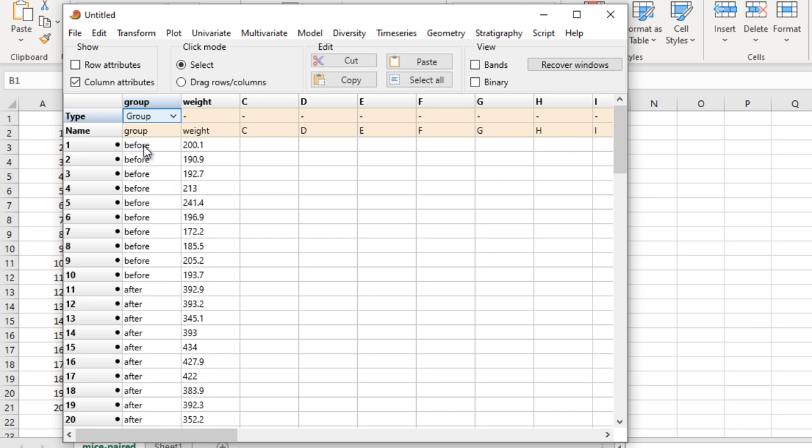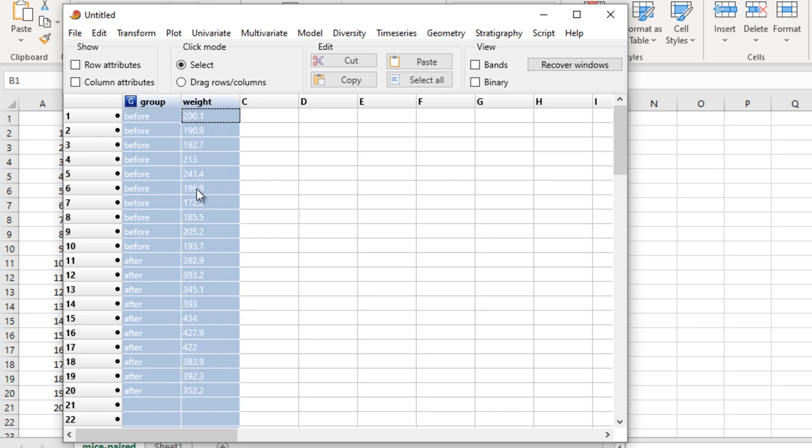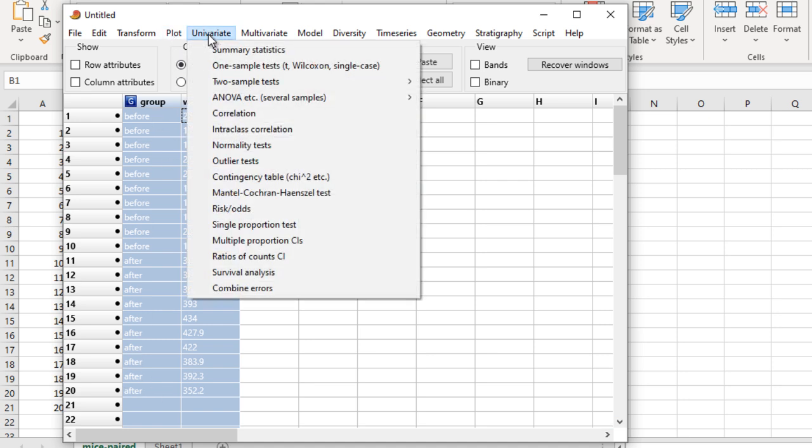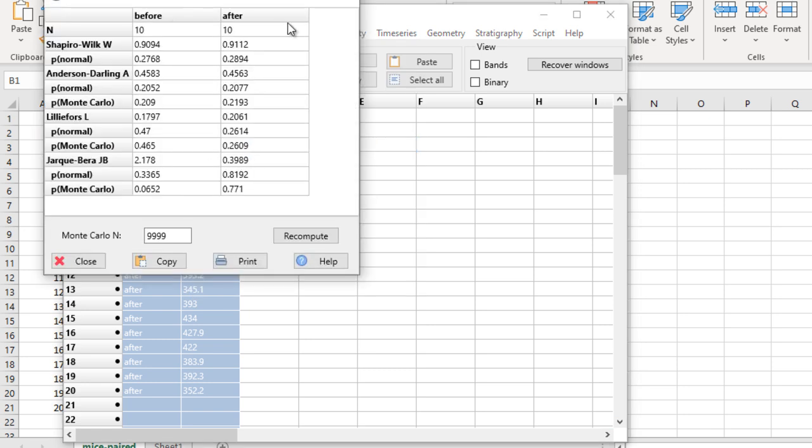Let's say we use the group, and then we run it. So let's just select it together now to test if they are significant. We have 20 subjects, 10 before, 10 after. So let's go to univariate and click on normality check. All right, so before and after, you can see before and after.